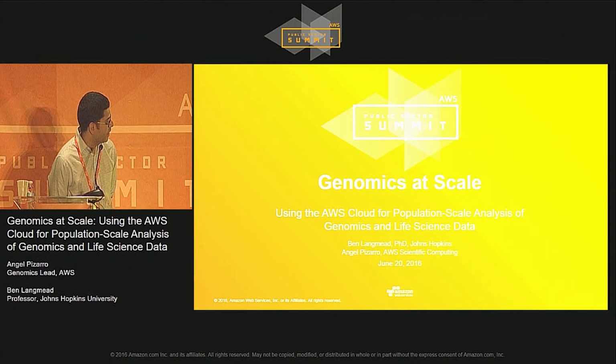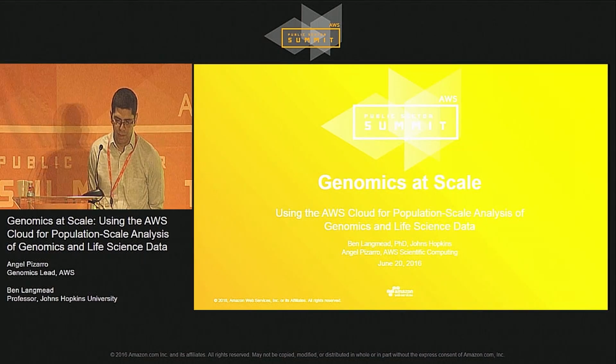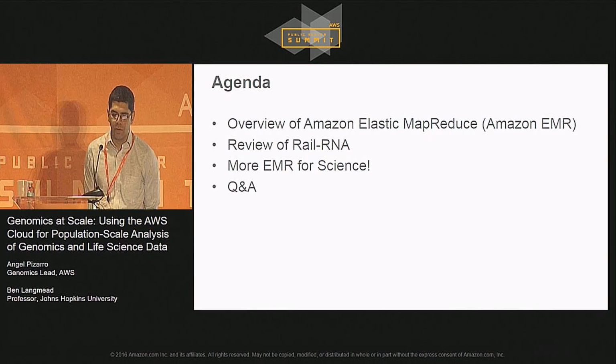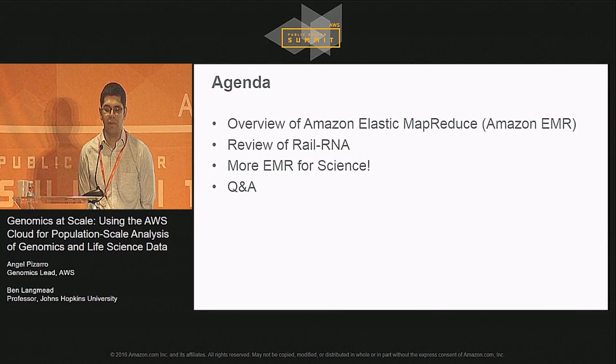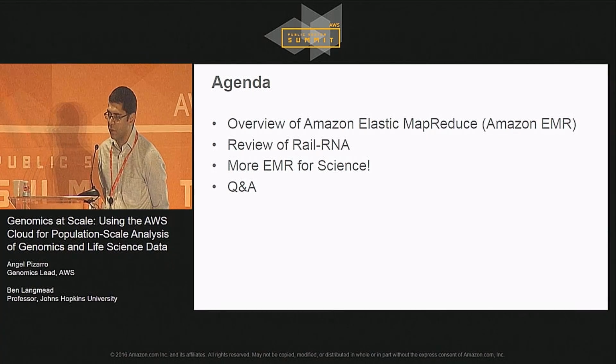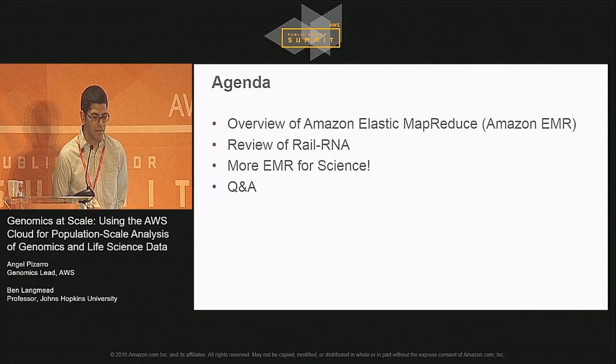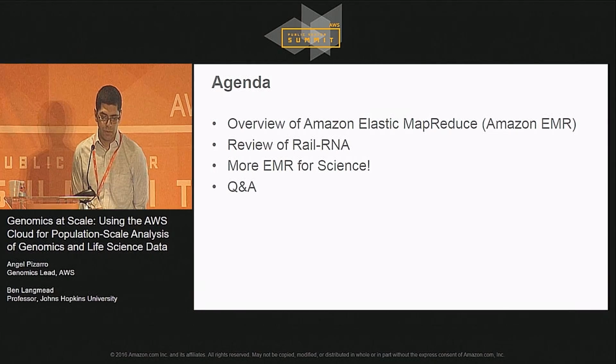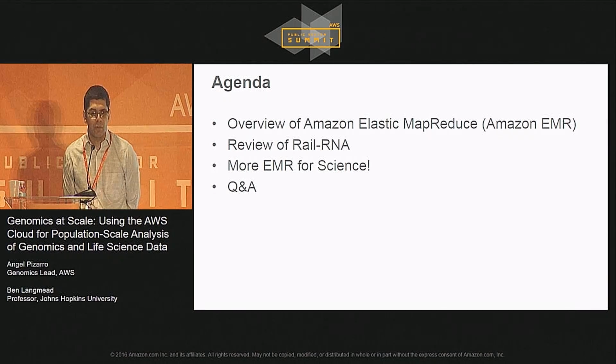take genomics at scale. Using AWS for population scale analysis of genomics and life science data. The agenda for today is I'm going to give an overview of Elastic MapReduce, which some of these systems have been built on. We're going to do a review of RailRNA, the algorithm that Johns Hopkins University built on top of Elastic MapReduce and some other infrastructures as well. And if we have time, we'll look at more EMR systems for science and why you want to use scalable systems like Elastic MapReduce for science problems. We will prioritize a question and answer session above that last section.